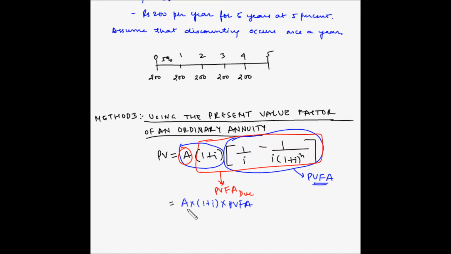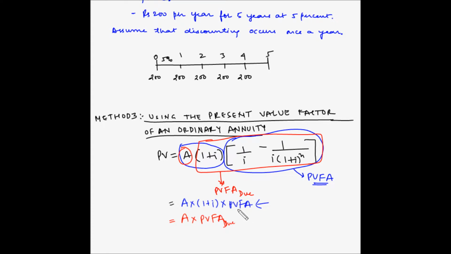And the second method is to calculate the present value using the formula with the present value factor of an annuity due. So there the formula will become A into PVFA for annuity due. Now in this example, we will use this formula.